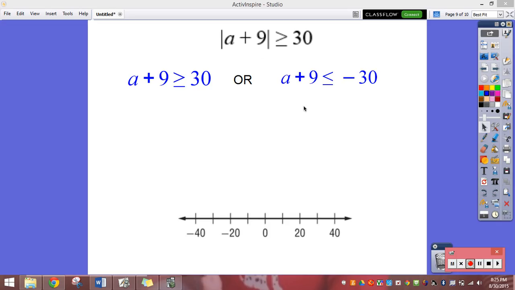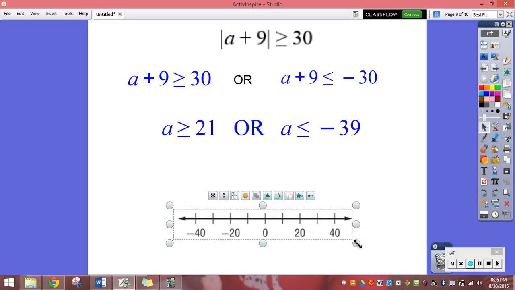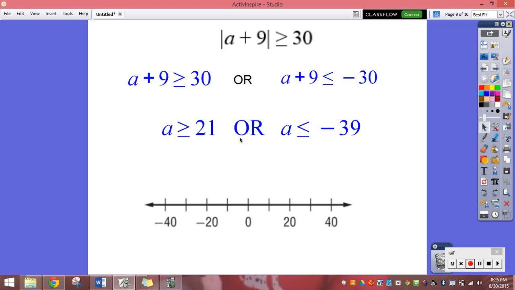I'd solve both of these inequalities by subtracting 9. Here I'd get a is greater than or equal to 21. Here I would get a is less than or equal to negative 39. This disjunction represents my solution set for this absolute value inequality. When I graph it on the number line, I'm going to need closed circles because I have some equal to's. And with this number line, I'm going to have to estimate where these numbers are because they aren't divisible by 10, which is what the scale is counting by.